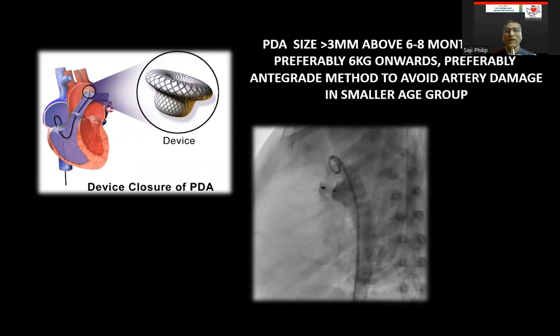This is the device closure. PDA size more than 3 mm, above 6 to 8 months of age, preferably 6 kg onwards. Antegrade method to avoid artery damage in the smaller age group.